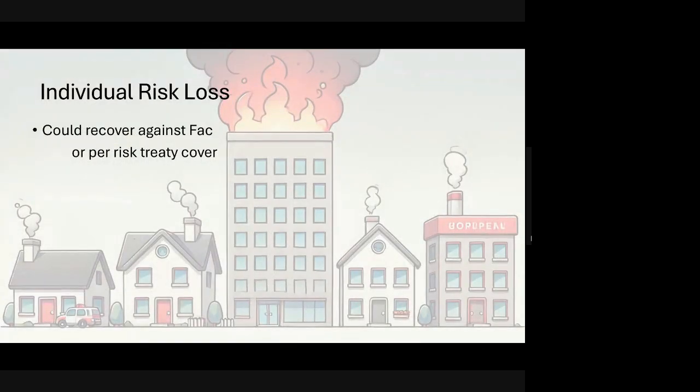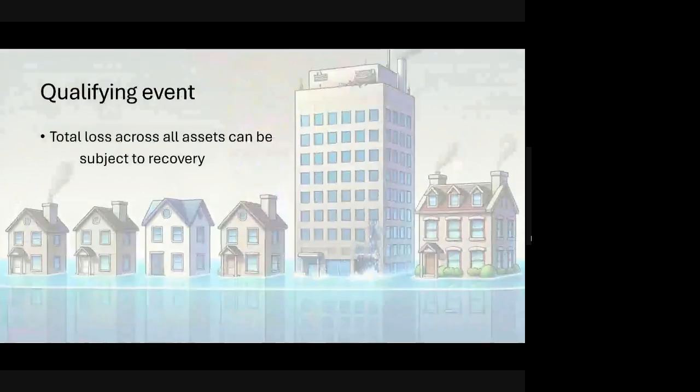So here we have an individual risk loss. This would be able to recover against FAC on that particular asset, or against the per risk treaty cover if the loss is large enough to get into the cover. But it wouldn't be able to recover on your per event treaty because it's not a qualifying event. Here we do have a qualifying event. So here we would add up the loss across all of the assets that are affected, and that total loss would be the subject losses presented to the reinsurance, and we would generate a recovery from that.